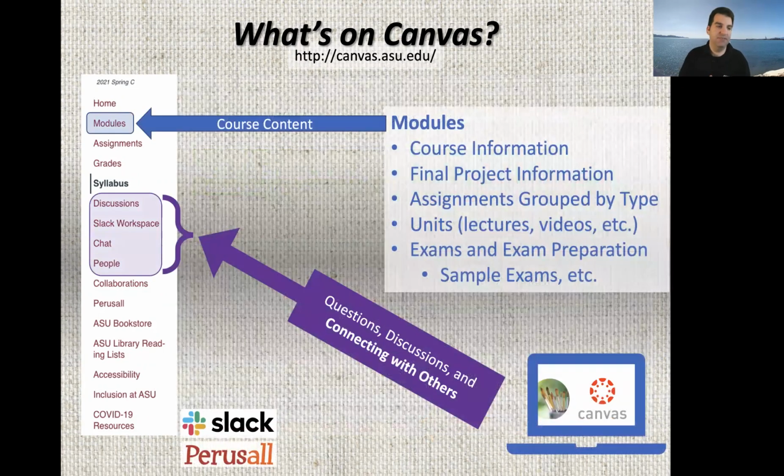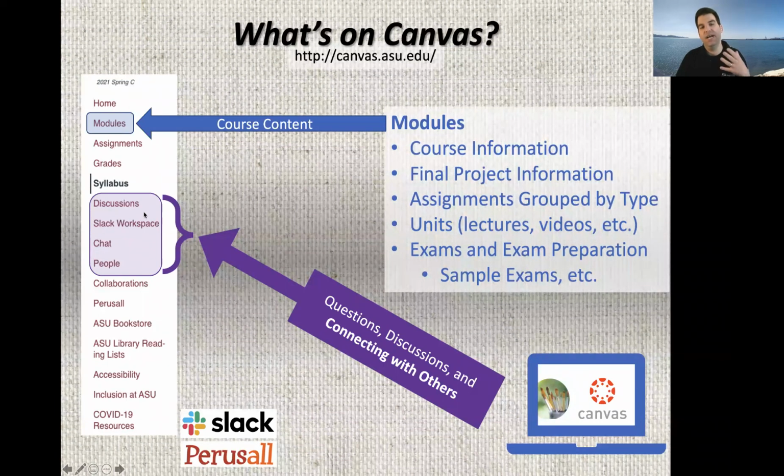Over in the nav bar in Canvas, Modules is where the major parts of this course are. If you're looking for things, there's some good stuff under Assignments, but generally you can find almost everything you're going to need for this course under Modules. So that's where I hope you'll focus your attention.